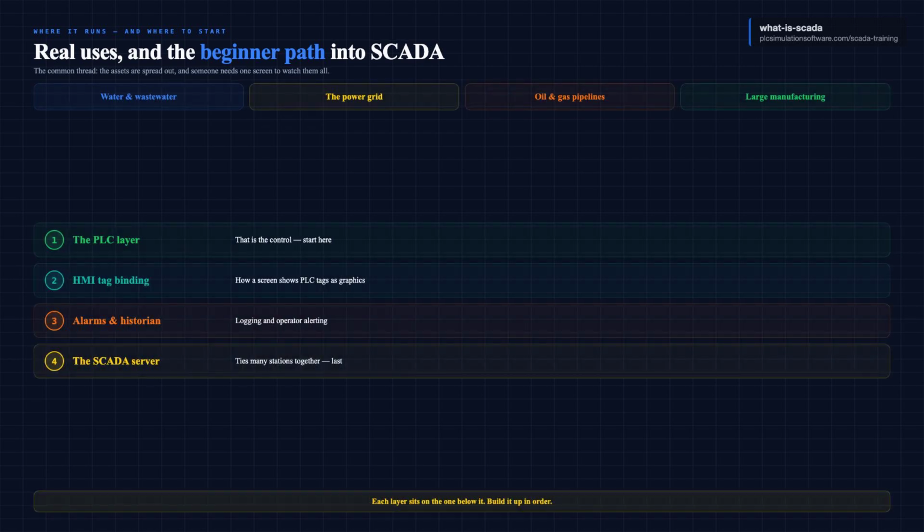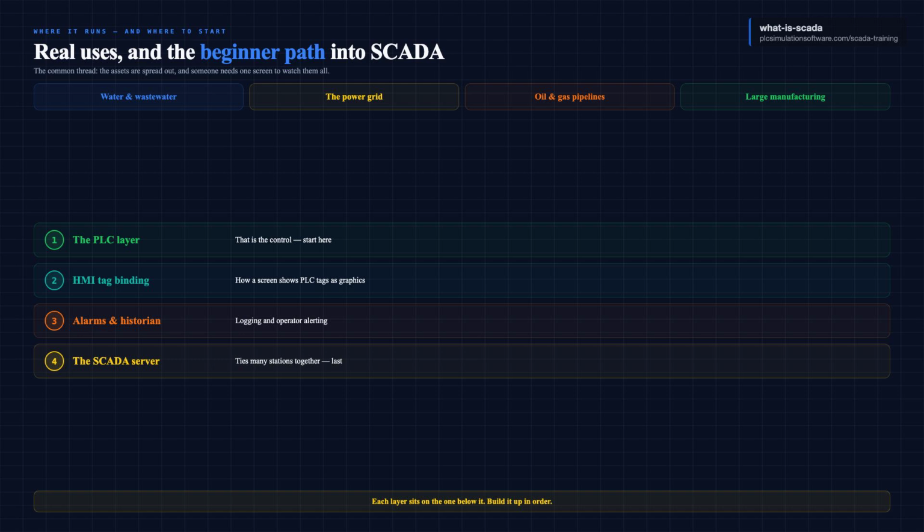Where do you actually find SCADA? Water and wastewater treatment runs on it. The electrical power grid runs on it. Oil and gas pipelines and large manufacturing plants run on it. The common thread is simple. The assets are spread out, and someone needs one screen to watch them all.